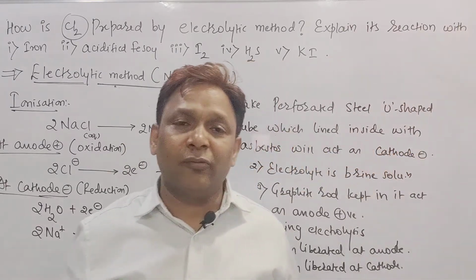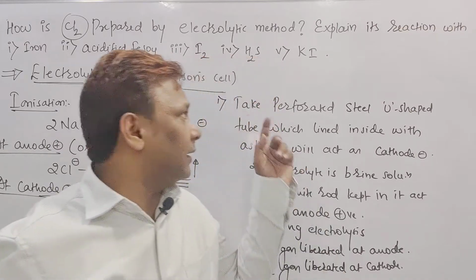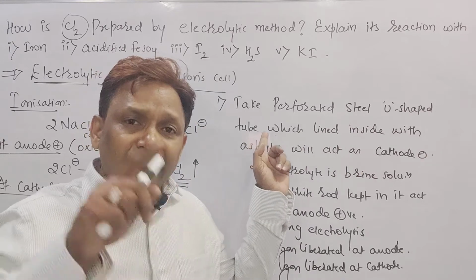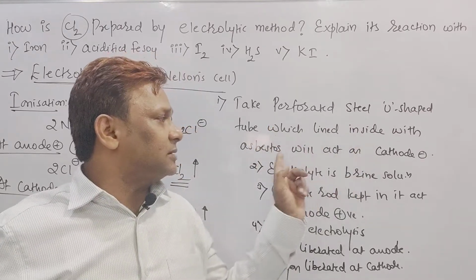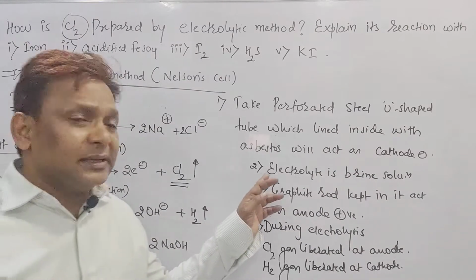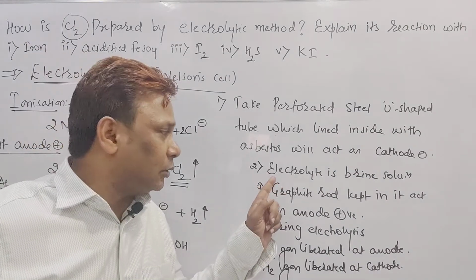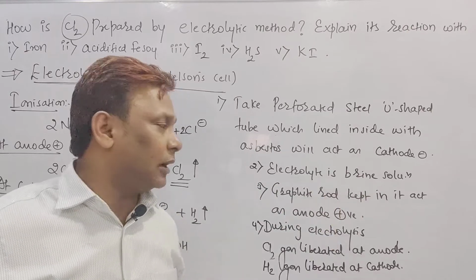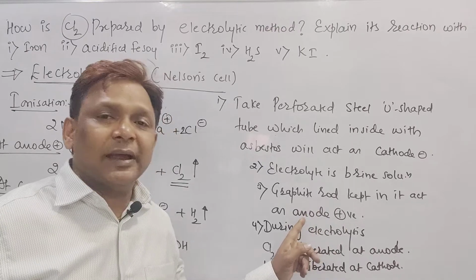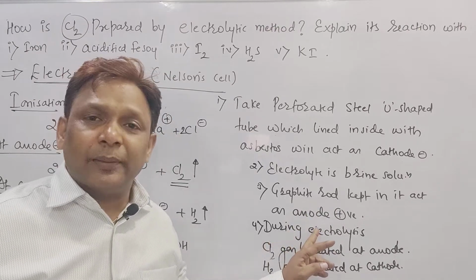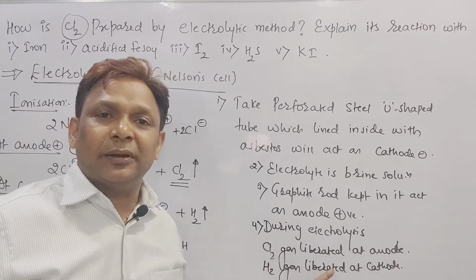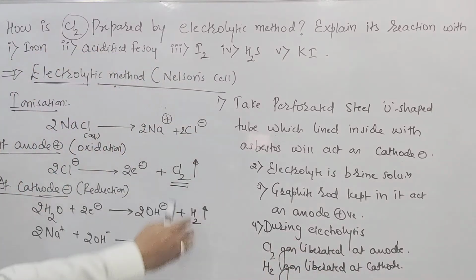So once again, beta, let us repeat what we did here. First, you take a perforated steel U-shaped tube, lined inside with asbestos, which will act as the negatively charged cathode. Then we take the electrolyte. What electrolyte did we take? Brine solution is the electrolyte. And the graphite rod we inserted here acts as the anode. And during electrolysis, what happened? Cl2 gas is liberated at the anode and hydrogen gas is liberated at the cathode, and this is the ionization reaction.